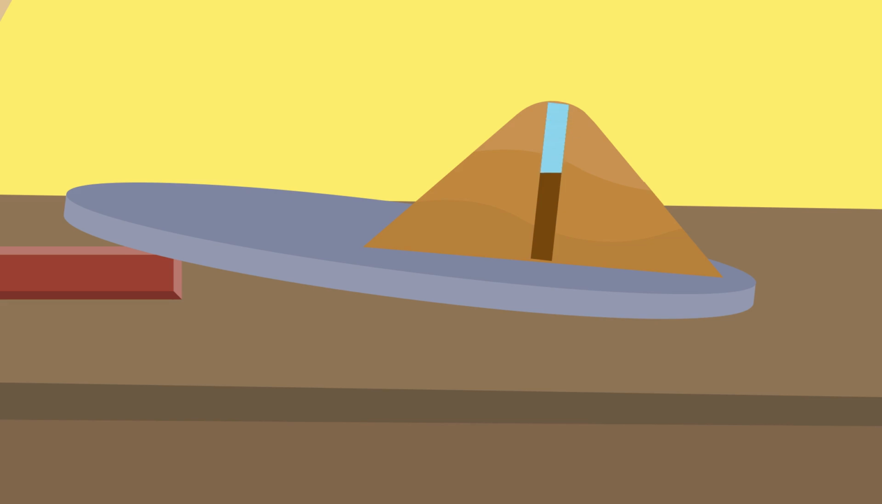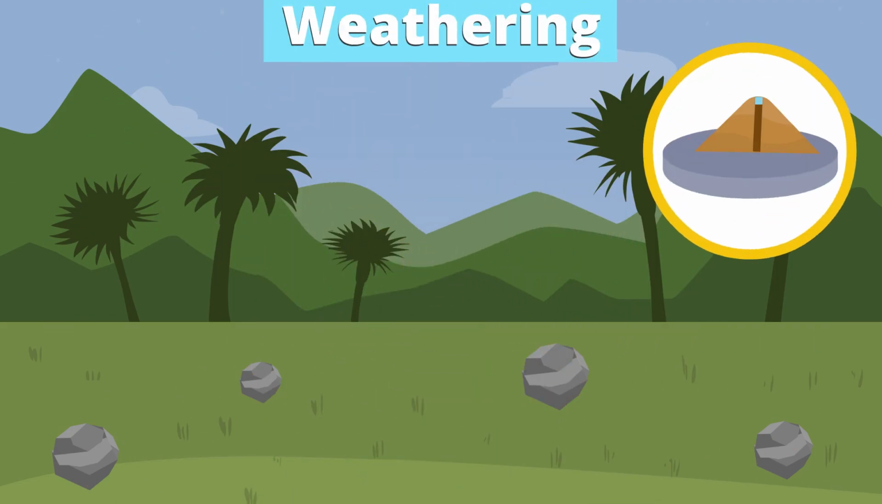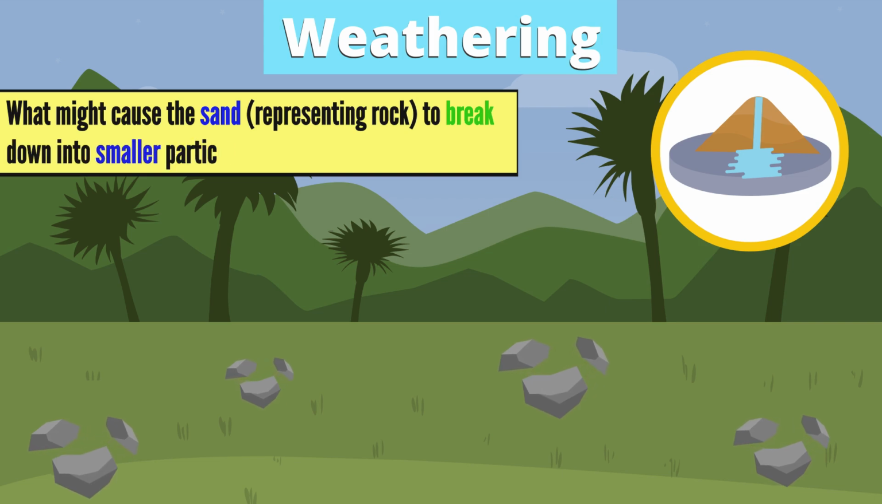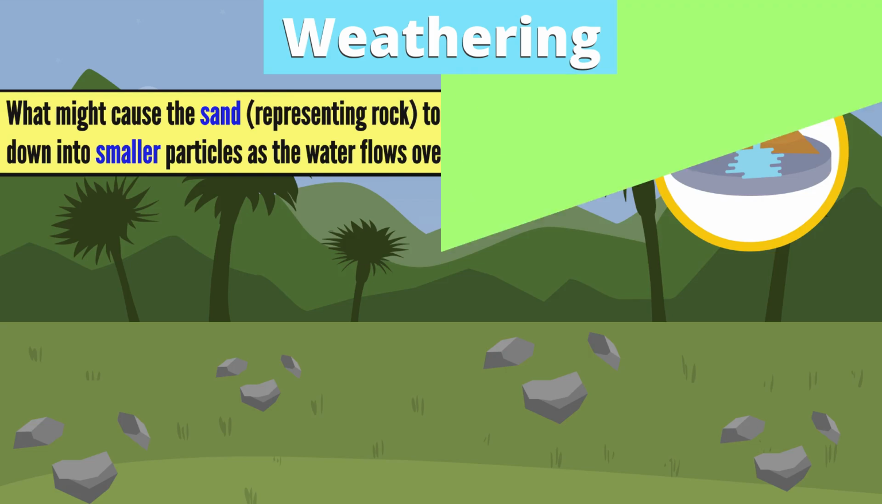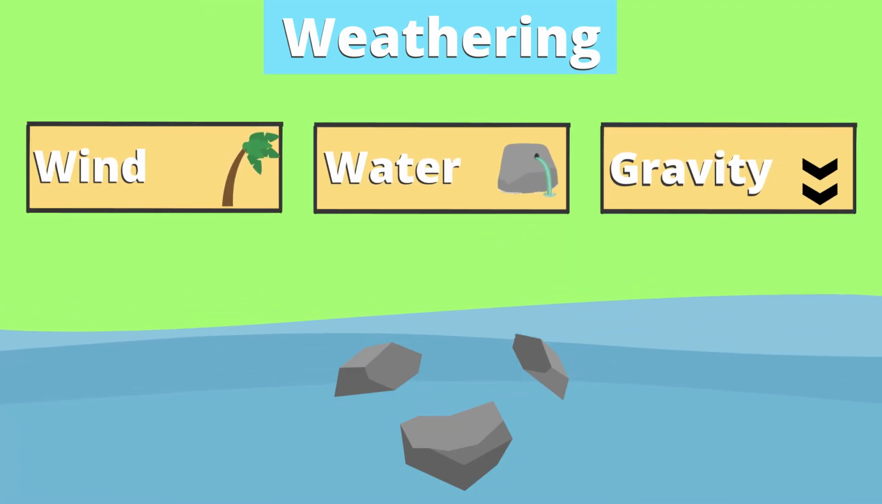Finally, you introduce water by pouring it into the tray, allowing it to flow through the channel and observing its impact on the sand. As you watch the water flow, think about these guiding questions. Weathering. What might cause the sand representing rock to break down into smaller particles as the water flows over it? How does this compare to natural forces like wind, water, or gravity that break down rocks over time?